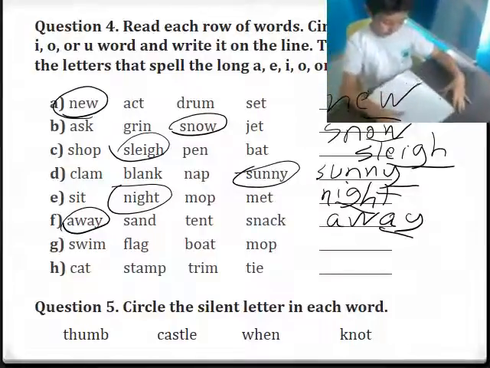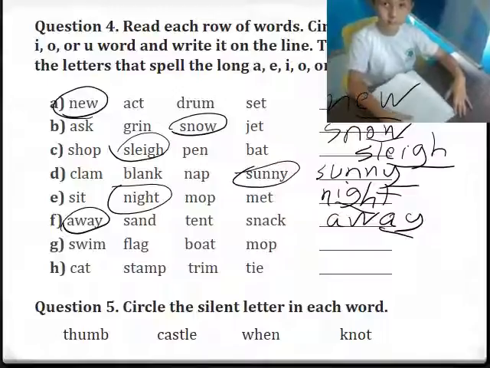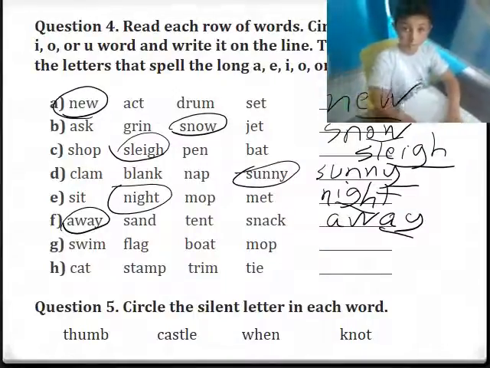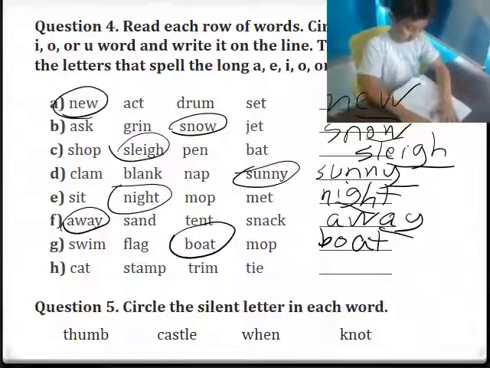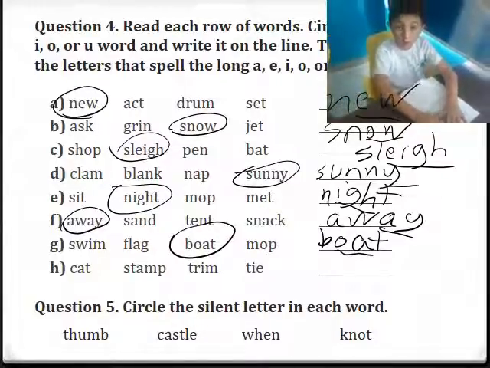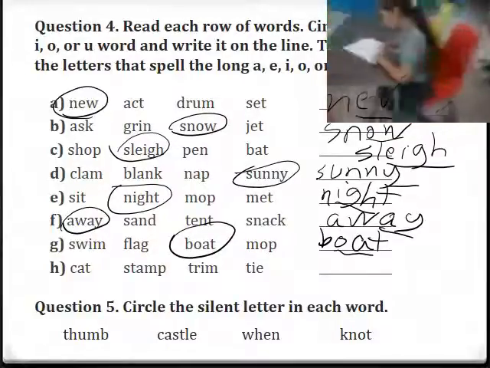Okay. Next one, Amjad. Swim, flag, boat, mop. Which word has a long sound? Boat. Okay. So we circle boat, we write it on the line. What letters are we supposed to underline? O-A. Make which sound? O. Boat. Okay, last one, Rua.